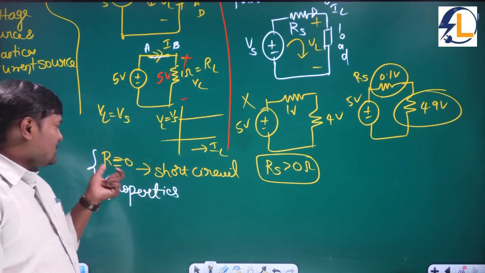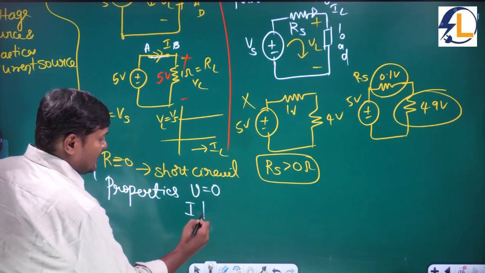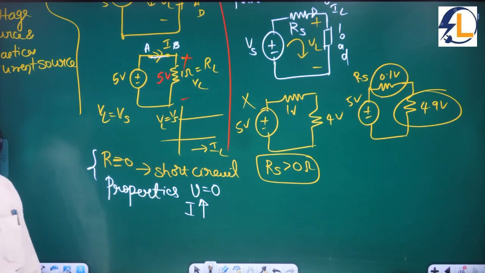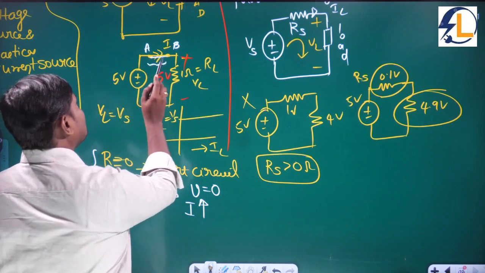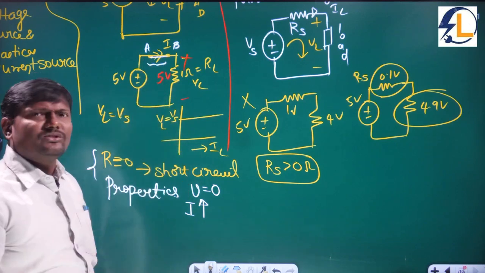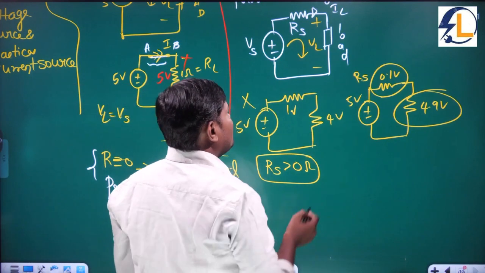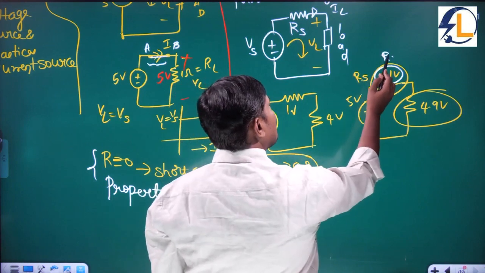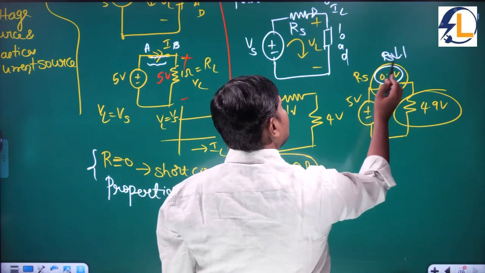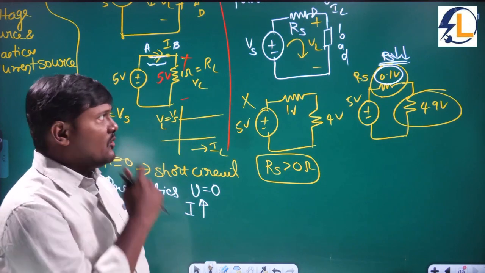Short circuit properties means resistance is 0, voltage is 0, and the current value is high. Current value is high. See, it is 0 means the drop across I into the resistance value is 0. I into 0. I into 0 means what is the voltage value? 0. Coming to here, if a lesser drop is needed, the RS value should be designed with a low value.